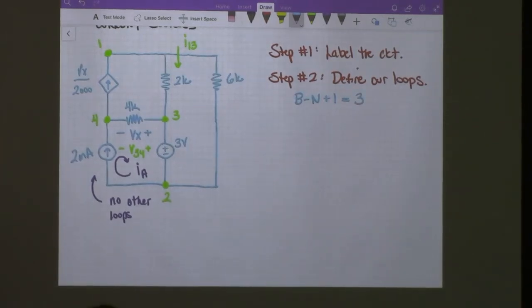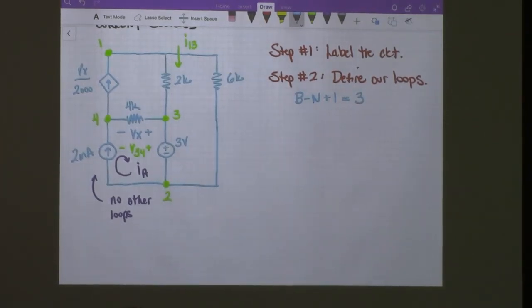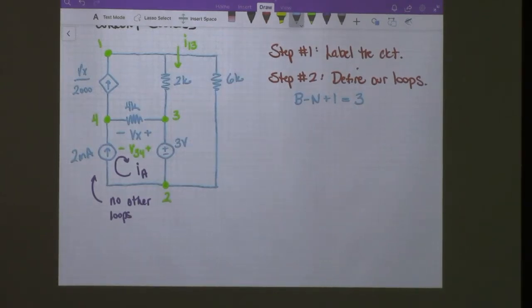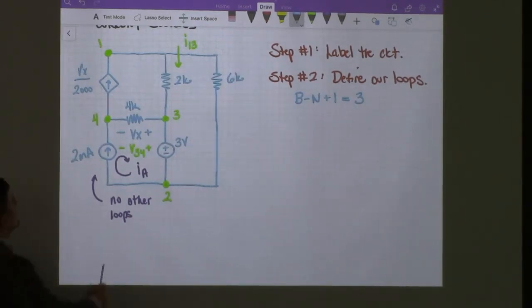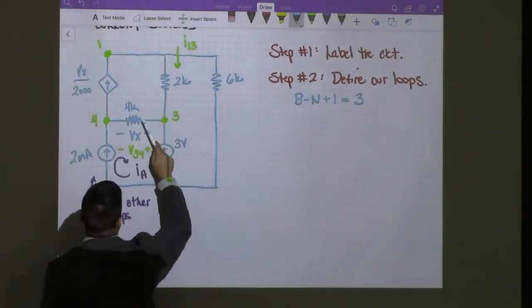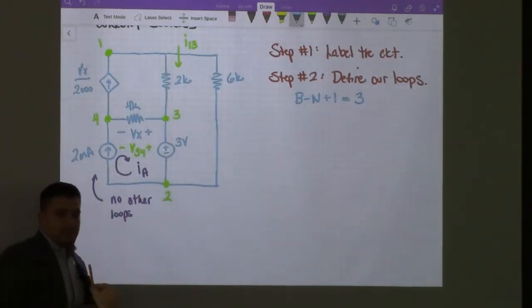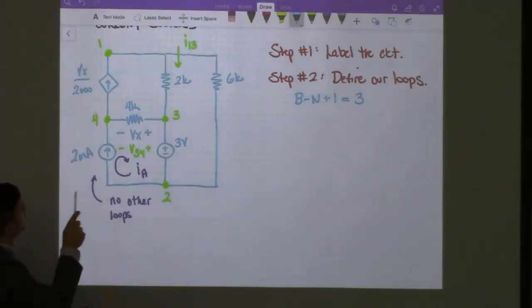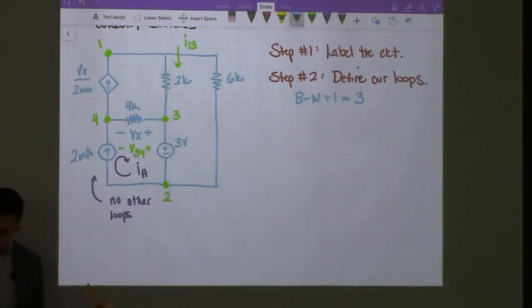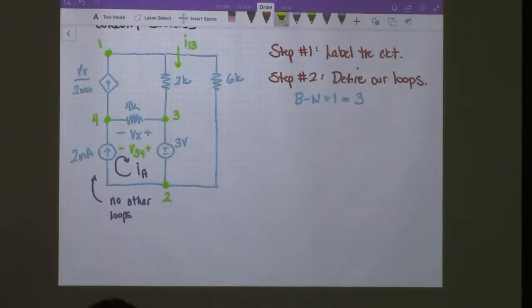All right. Say it again. How many branches? 6. 1, 2, 3, 4, 5, 6.